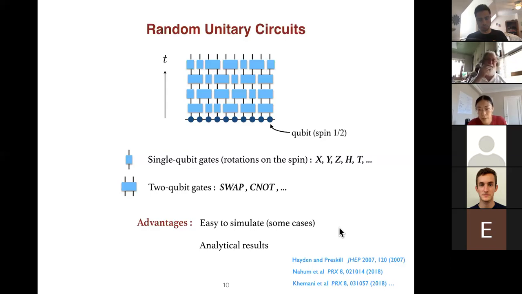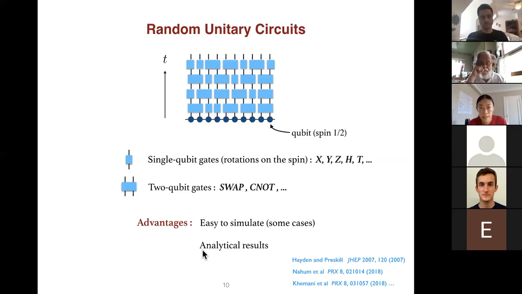The reason we are choosing random unitary circuits is that it's a minimally structured system. It can reflect some of the non-equilibrium properties of Hamiltonian systems, although it is not itself a Hamiltonian system: at every step I randomly choose those gates. But the hope is that it will tell us something about Hamiltonian dynamics as well. The practical advantage is that in some cases the circuits are easy to simulate on a classical computer, and you can get results within polynomial time. Another reason is that in some cases you can derive analytical results in random unitary circuits, as we will show as well.